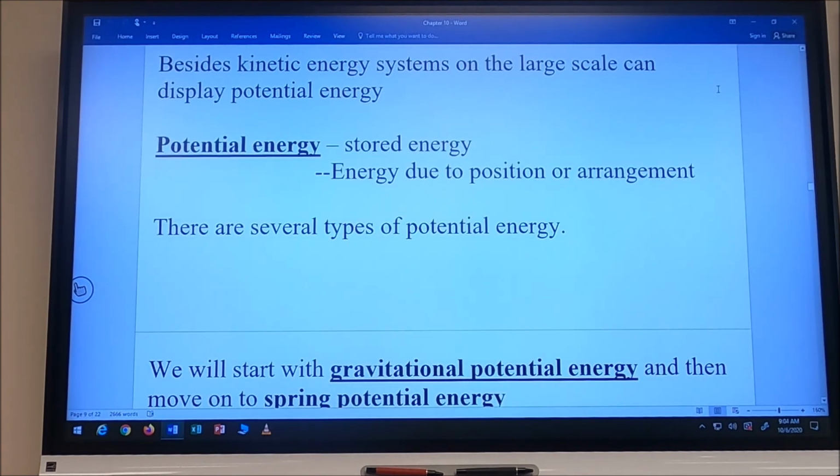Now, besides kinetic energy, for our system on large scale, we can have potential energy. Energy that's stored. A better definition is energy due to position or arrangement. Now, there's several types of potential energy, and they all are associated with what we call conservative forces.